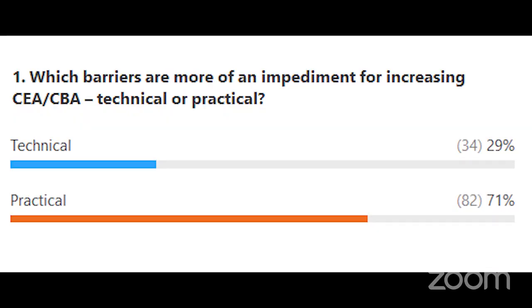Interesting. Thanks for that, Constantine. I wonder if we can now poll the audience to get a sense from them. We have a third question here for you audience members who are still with us. Actually, our numbers are going up, which I consider to be a good thing. So the question here is, which barriers are more of an impediment, do you think, for increasing CEA and CBA? Is it the technical ones or the practical ones? Just to get a taste for what you're thinking. I can't see the results. Maybe we can post those after they come in. It might take a minute.